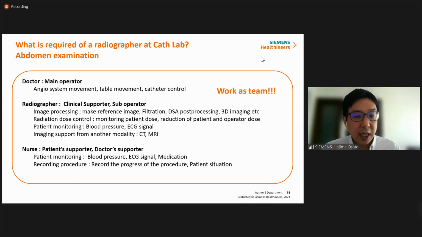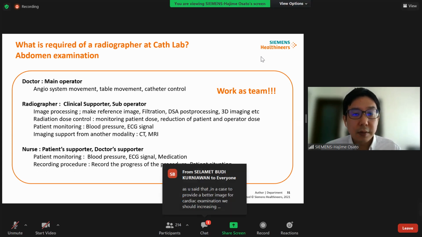In addition, cone beam CT on the angio system is required. In similar cases, it has higher resolution than CT, so it is useful for confirming small vessels. I will also show clinical images in session 2 today.